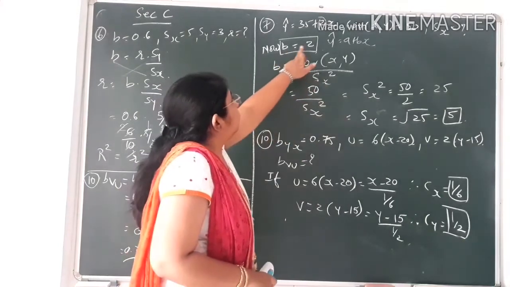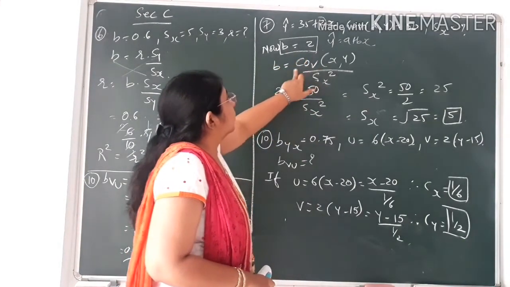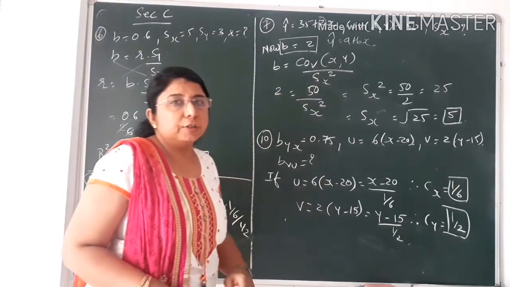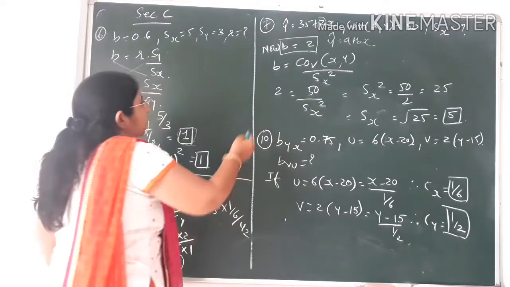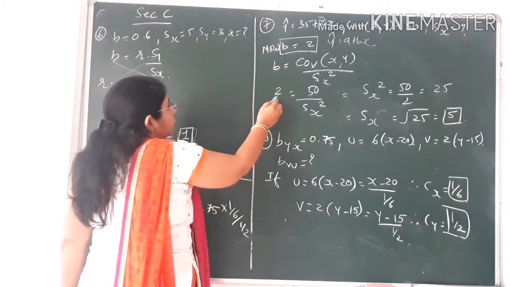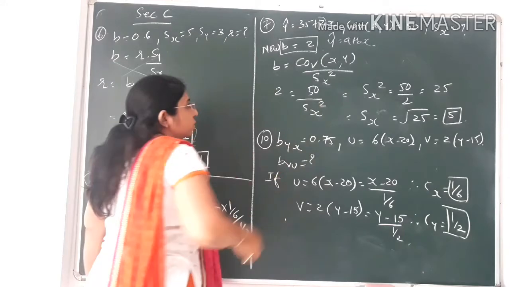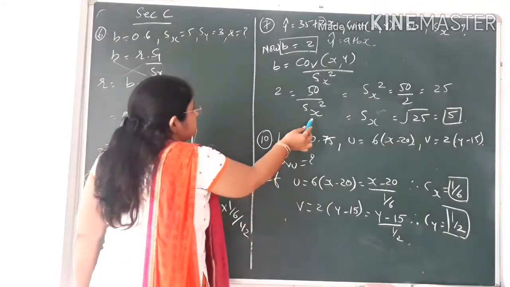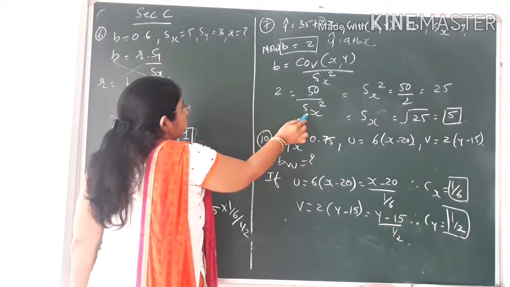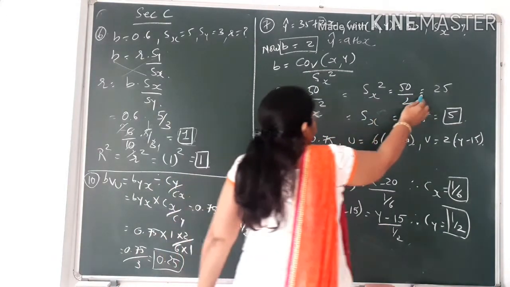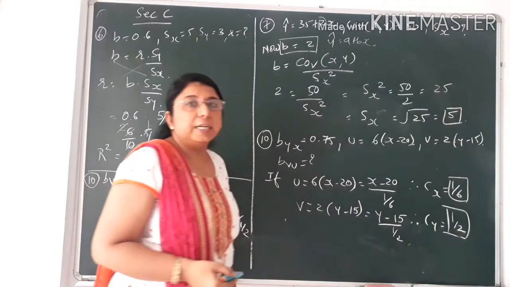The b value we have already found from this regression line of y on x, that is, b came to 2, and covariance of xy is already given in the question, that is 50. Now placing the values, in place of b I'll put 2. 2 is equal to covariance of xy, that is 50, upon sx square. Now placing sx square in the numerator and 2 in the denominator, sx square is equal to 50 divided by 2, so sx square would come to 25.